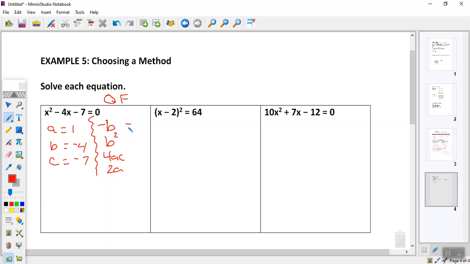Because those are all parts in your quadratic formula. So what would the opposite of b yield for us? 4. How about b squared then, kids? 16. And then this is where I get hung up a little bit. 4 times a times c. 4 times 1 first is 4, isn't it? What's 4 times negative 7, friends? Negative 28. Perfect. Negative 28. How about 2a? 2. Okay.